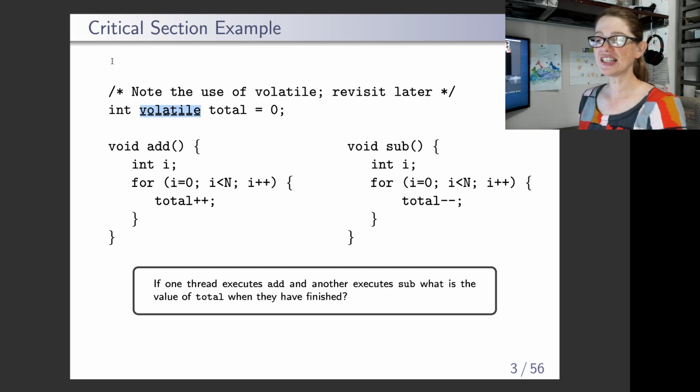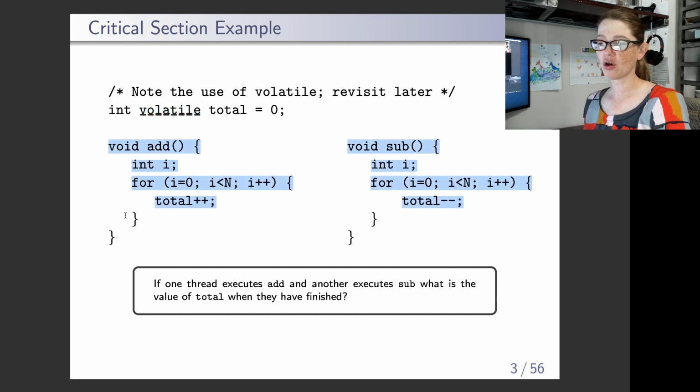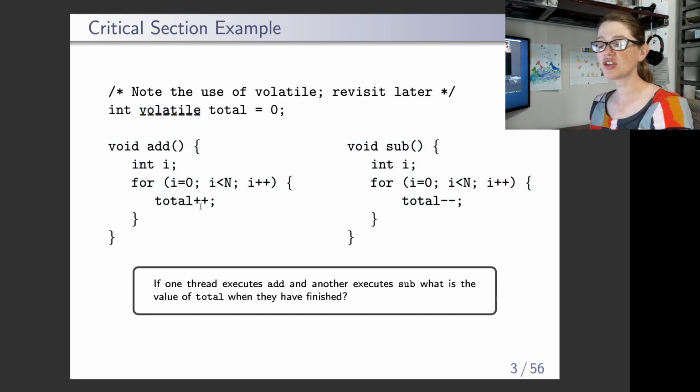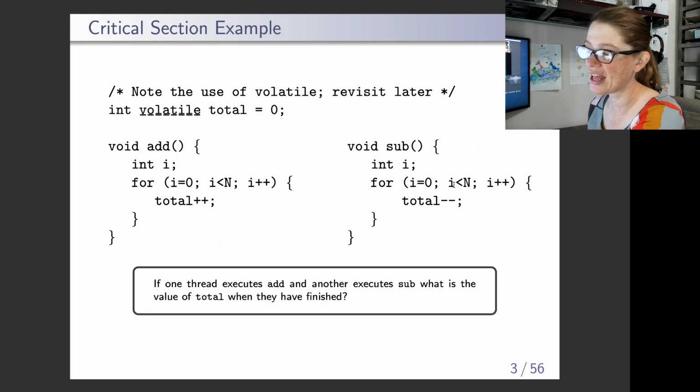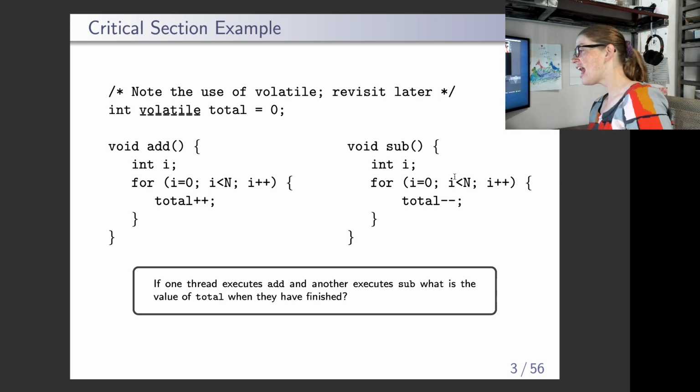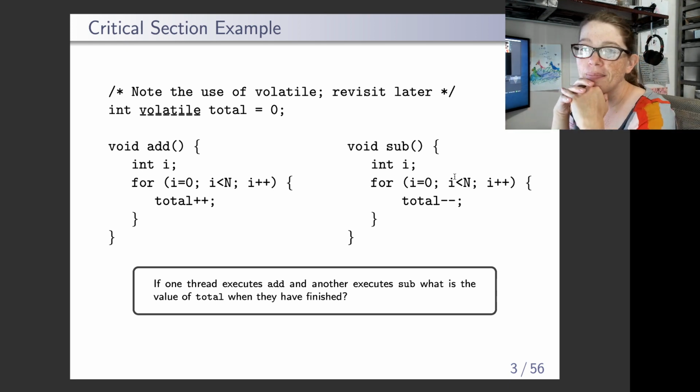And what you'll see is here's my two blocks of code. I've got the add code, which is going to increment total by 1 n times, and the subtract code is going to decrement total by 1 n times. So here's the problem. If you're doing concurrency, and we are doing concurrency here, context switches can happen at any time. We actually have no control over that whatsoever.